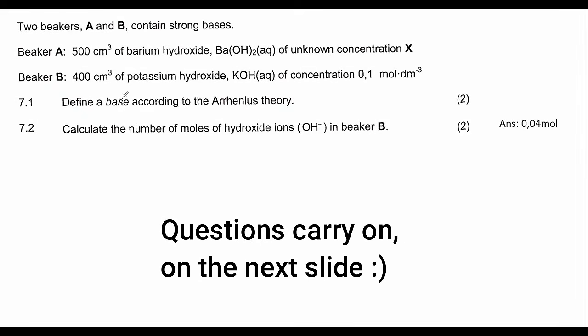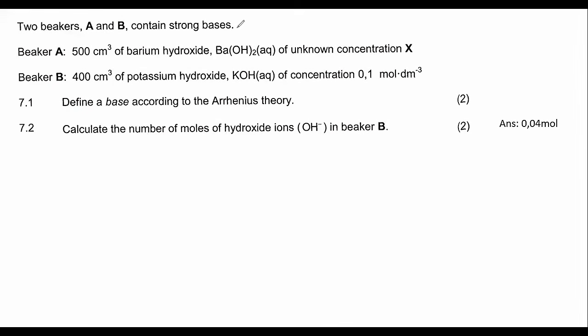Right, so we are told that we have two beakers, A and B, containing base. Beaker A is a 500 centimeter cube of barium hydroxide of unknown concentration. And then beaker B is a 400 centimeter cube potassium hydroxide solution. Okay, so the basics for now are that we have two different solutions, beaker A and beaker B.